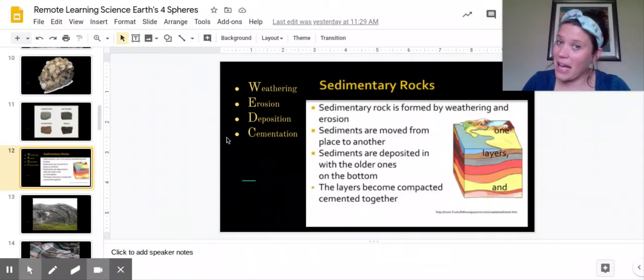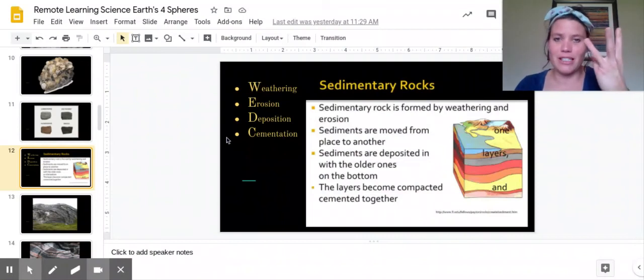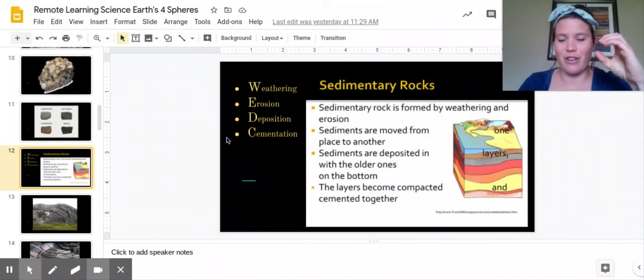And we do have a song, of course, for how sedimentary rocks are formed. This song is like an old commercial jingle. Ready? You get your snaps ready. You get your microphone ready. We're also going to be doing some sign language. W for wed, the beginning for weathering, and then C for the end for cementation. Okay, it goes like this.